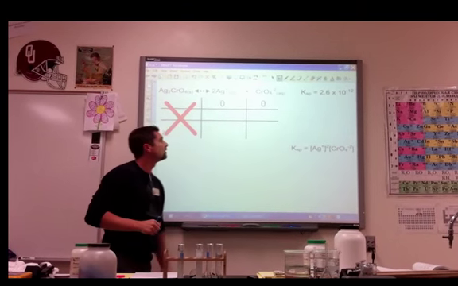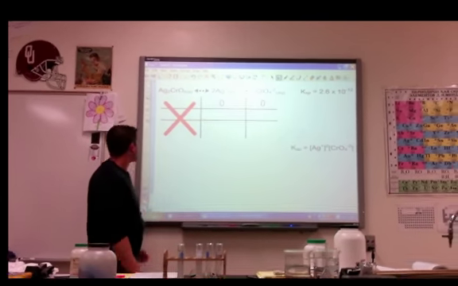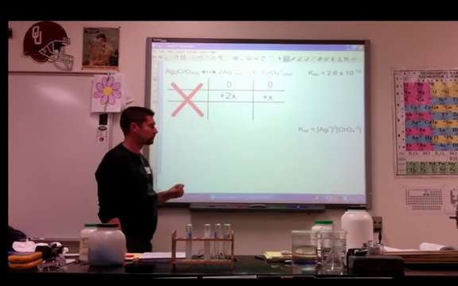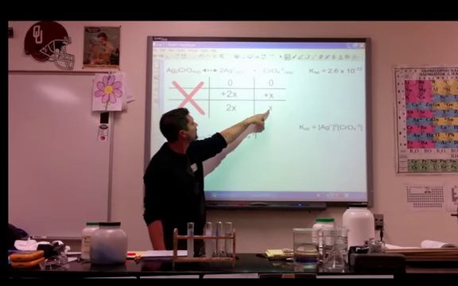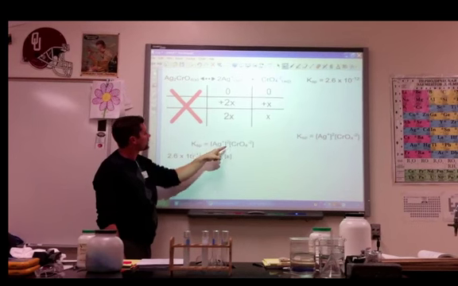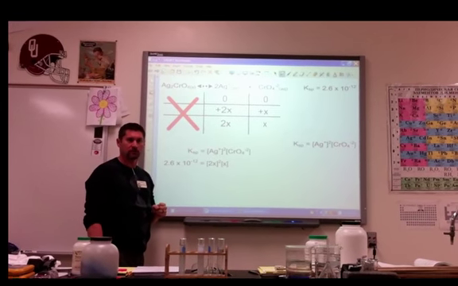So before I add the water to the solid, kind of like I did in that demo, this is 0 and this is 0, right? Yes. So this is going to gain x, gain 2x. So that's going to be x, and that's going to be 2x. If I plug these in here, I get Ksp equals 2x squared times x.